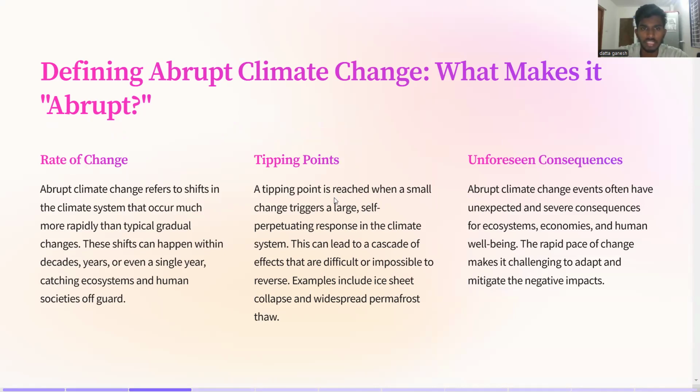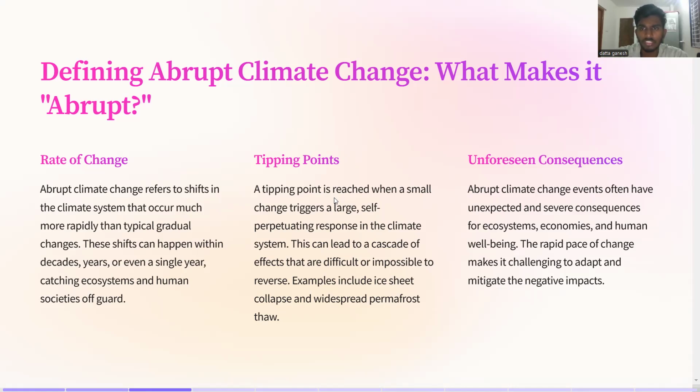Tipping points. A tipping point is reached when a small change triggers a large self-perpetuating response in the climate system. This can lead to a cascade of effects that are difficult or impossible to reverse. Examples include ice sheet collapse and widespread permafrost thaw.